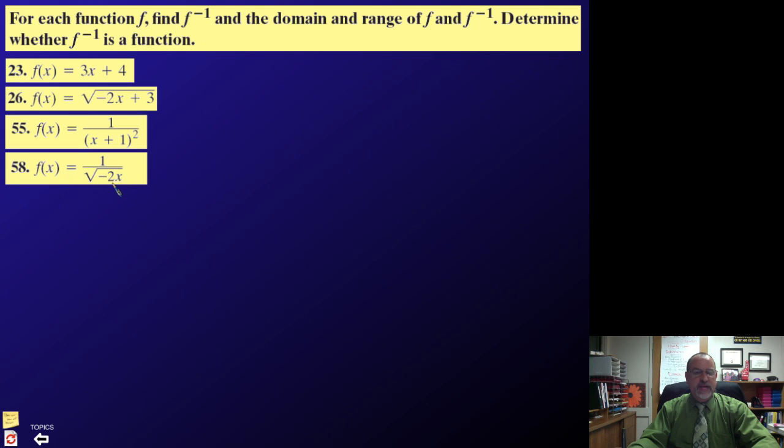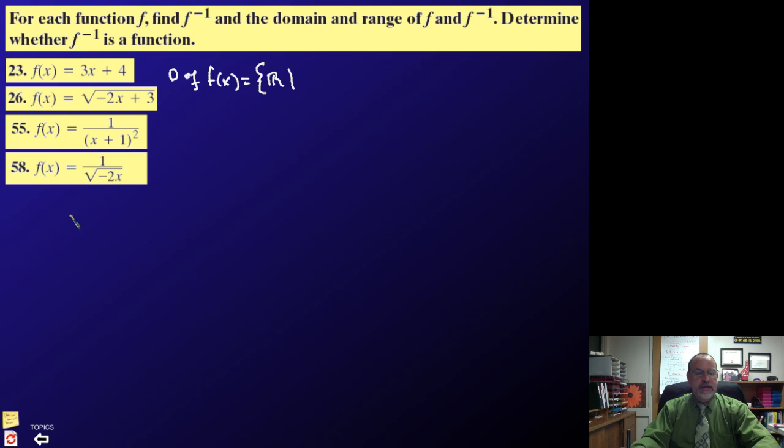For number 58, a couple things going on. We have a square root and we have it in the denominator, so that's a couple of interesting things. So again, the first thing I'm going to do is figure out the domain of my f of x function. So it's going to be all real numbers, and I have a denominator and a root. So two things going on.